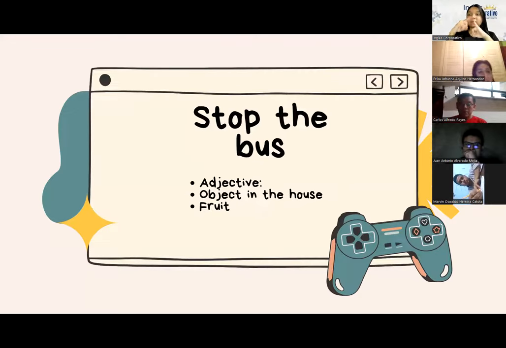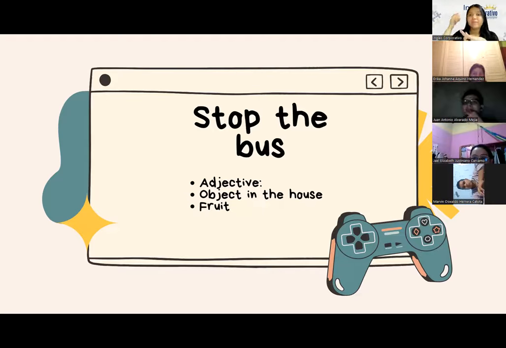Sad. Sad, very good, sad. Comienza con la letra S, se fija, sad. Now, object in the house with the letter S. Sofa. Sofa, yes, very good. And fruit? Strawberry. Excellent. Okay. So in that way, así vamos a jugar. Pero vamos a jugar con tiempo.